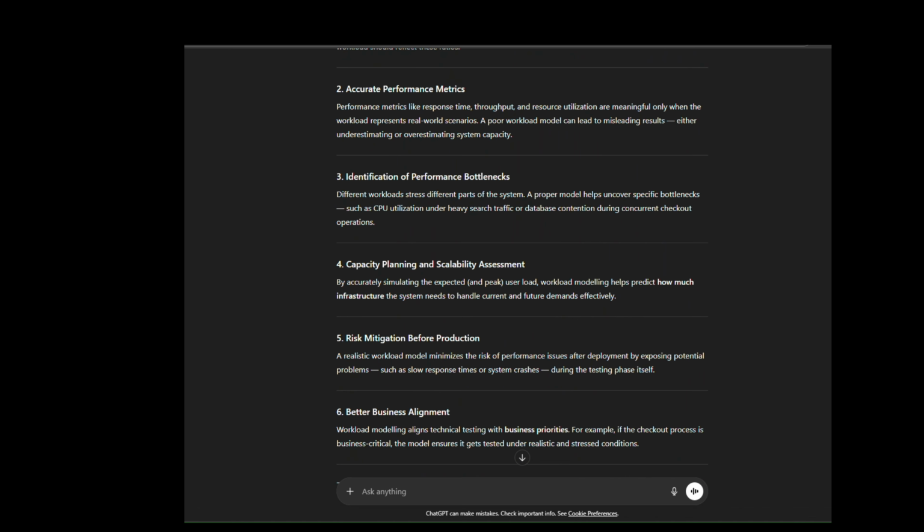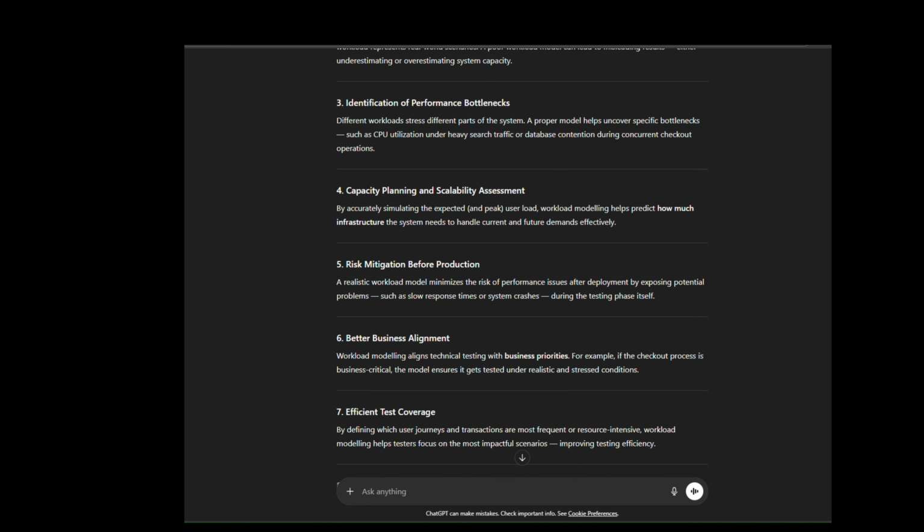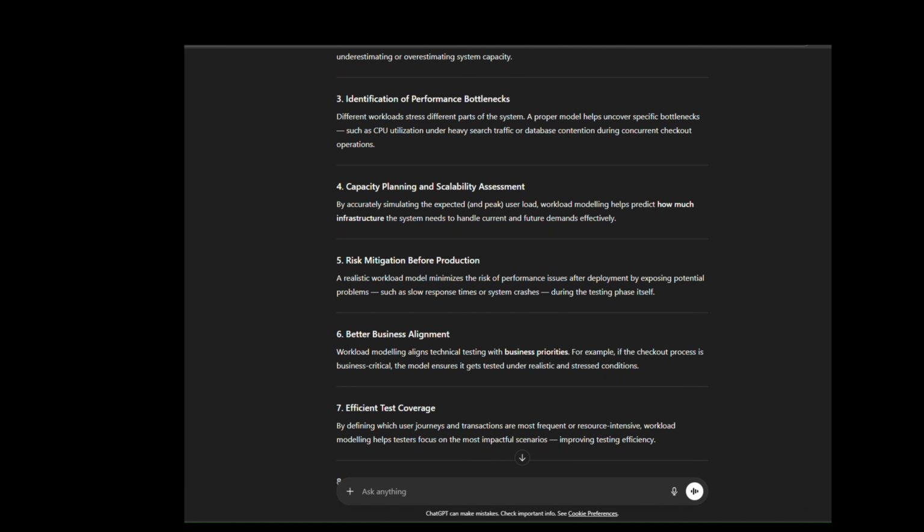3. Identification of performance bottlenecks. Different workloads stress different parts of the system. A proper model helps uncover specific bottlenecks, such as CPU utilization under heavy search traffic or database contention during concurrent checkout operations.